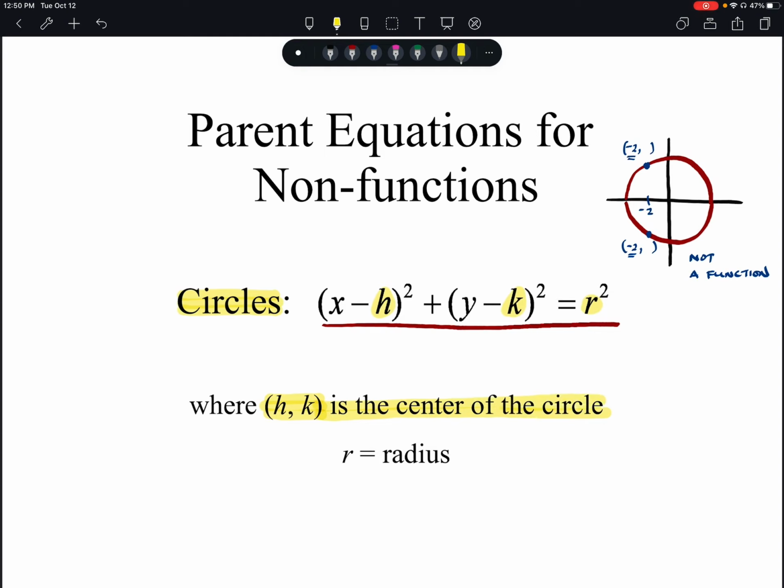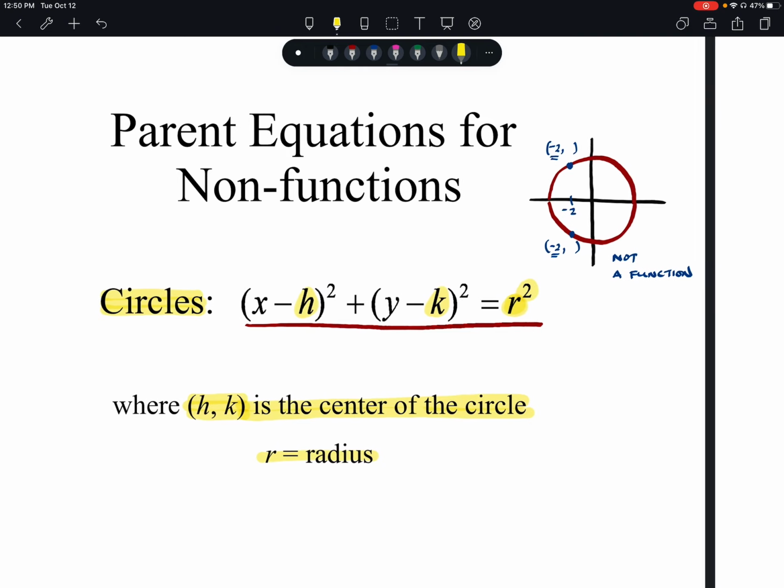Okay, so we have that (x minus h) squared plus (y minus k) squared equals r squared, where r is going to be our radius length. So remember, r is our radius. Let's go ahead and look at some problems and see how all this works.